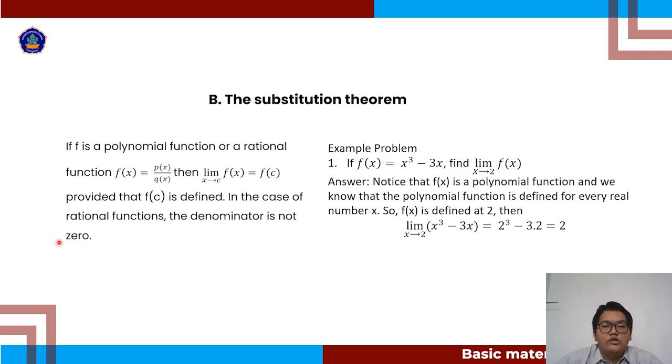For example, if the function f(x) is x to the power 3 minus 3x, find the limit as x approaches 2 of the function f(x). For the answer, notice that f(x) is a polynomial function and we know that a polynomial function is defined for every real number x. So f(x) is defined at 2, then we can solve this limit as x approaches 2 with the function x to the power 3 minus 3x. So we input the 2 in the x, so 2 to the power 3 minus 3 multiplied by 2, the result is 2.